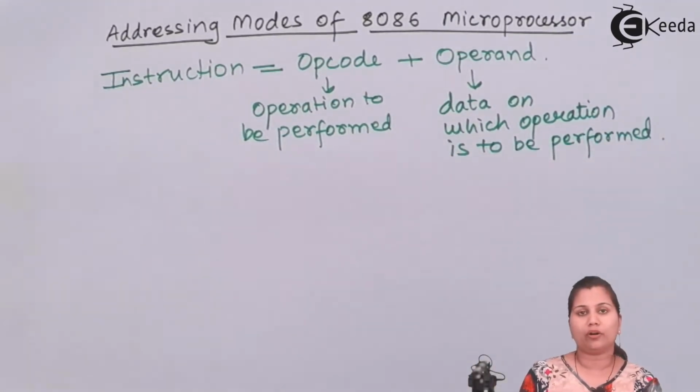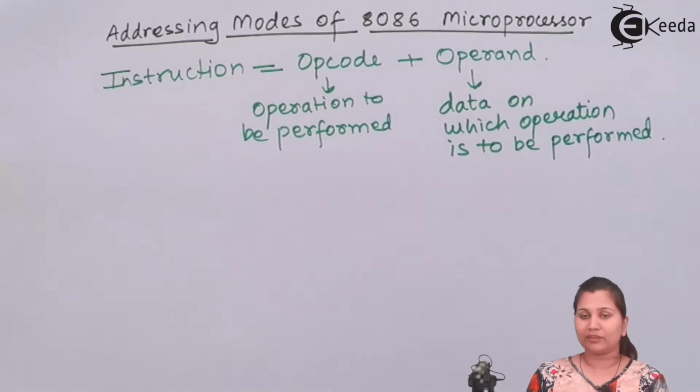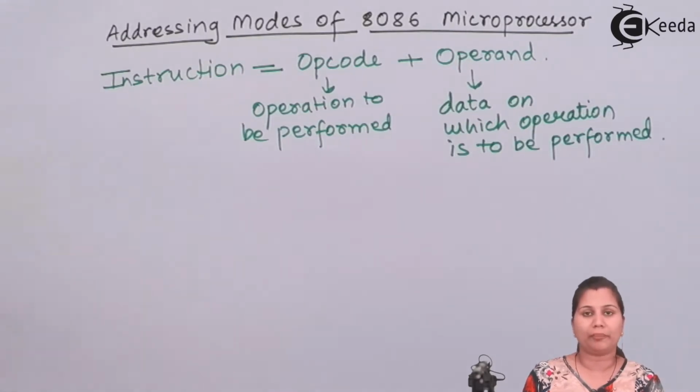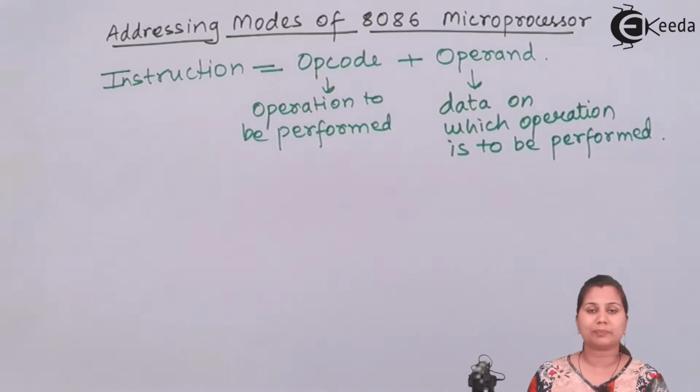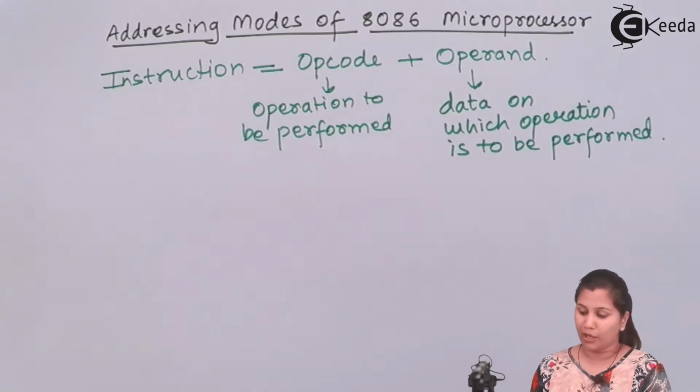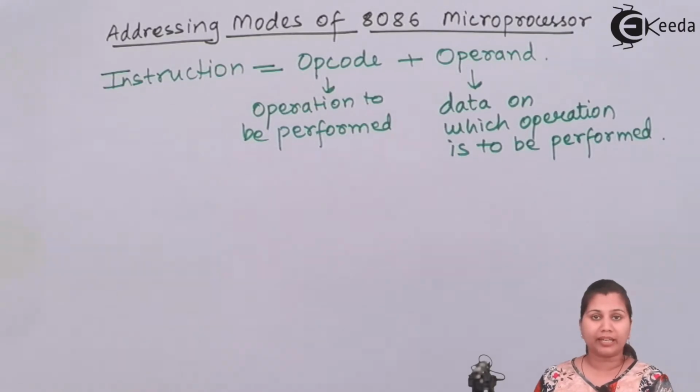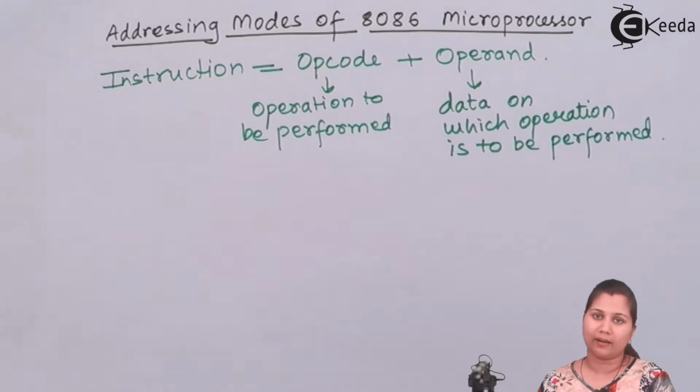For various types of instructions, we have different opcodes. Like for addition we have ADD, for subtraction we have SUB. This means we have mnemonics defined for each of the operations which the microprocessor can perform. Now the question comes for the operand: how is the data on which the operation has to be performed specified in the instruction? The way in which the operand is specified is known as the addressing mode.